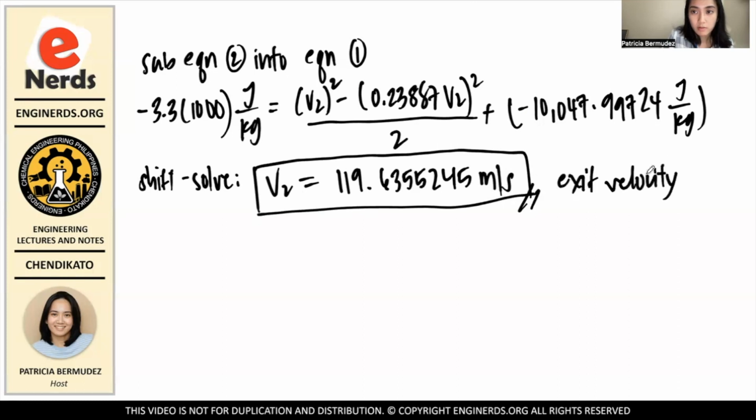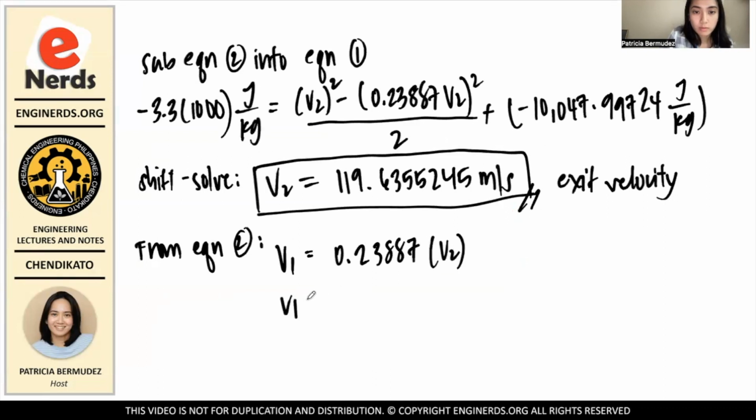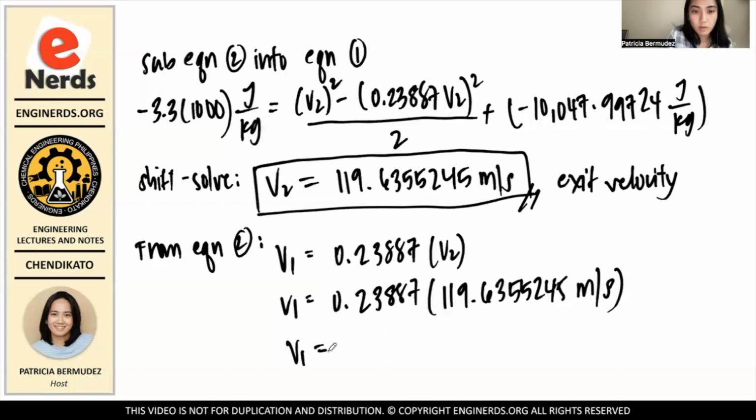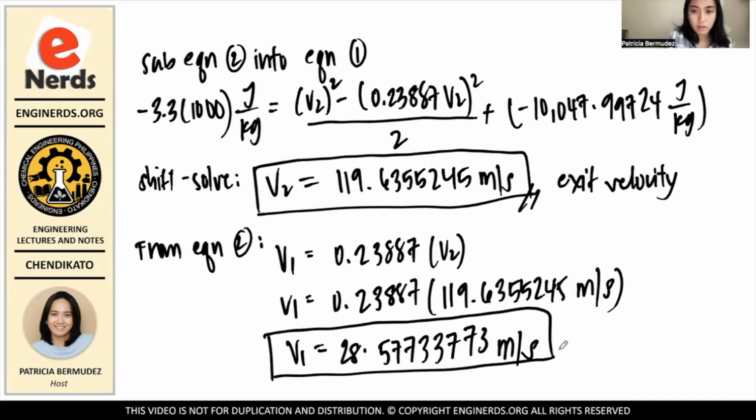So we have found our exit velocity. And now for the entrance, we just have to use this equation. We have to use equation 2. And then from equation 2, you know that V1 is equals to 0.23887 V2, which is equal to 0.23887 times 119.6355245 meters per second. So V1 natin is equal to 28.57733773 meters per second. And that is our entrance velocity. And that is our solution for the problem.